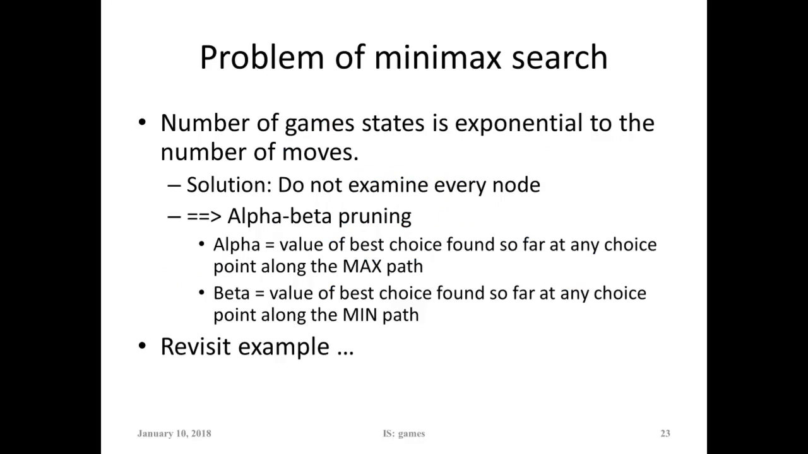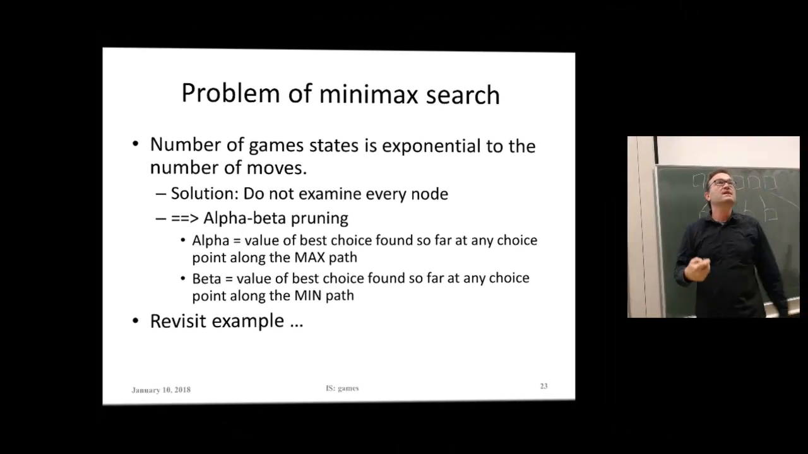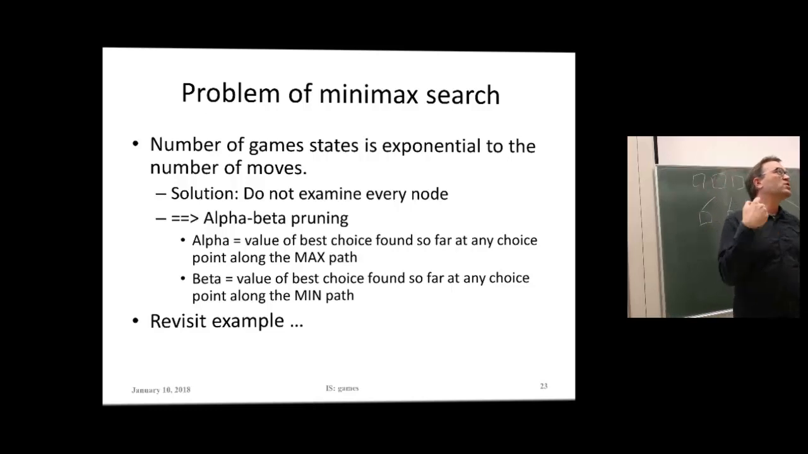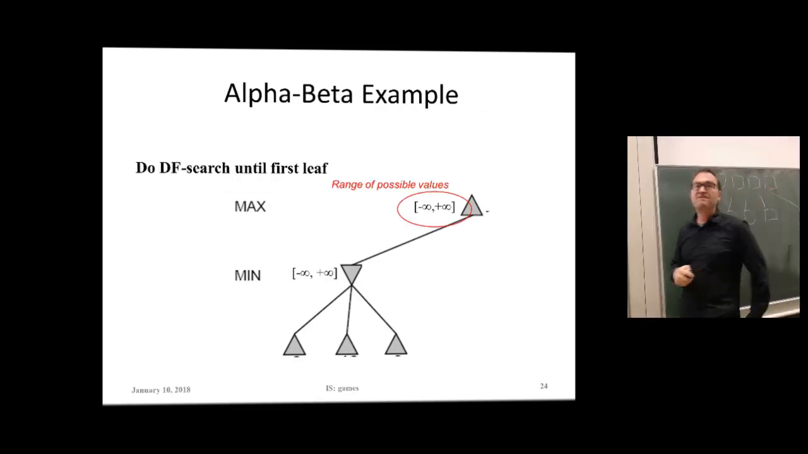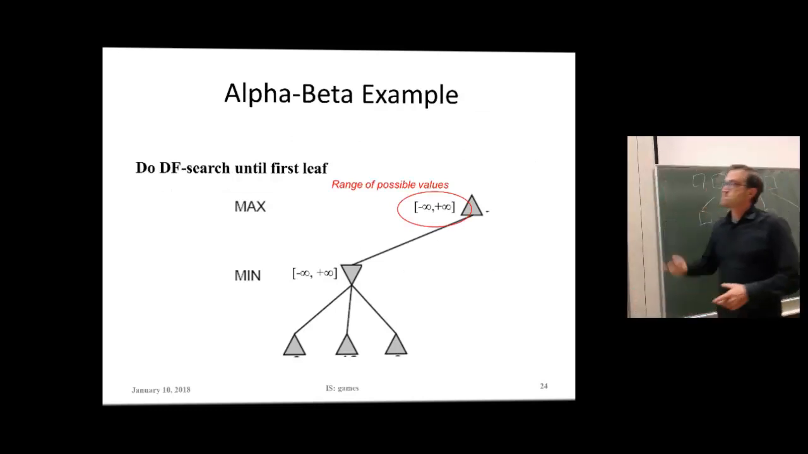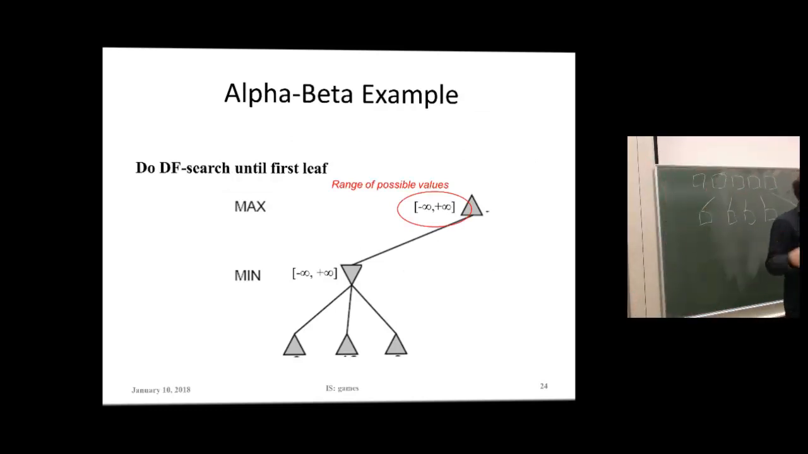So the solution is, do not examine all the nodes, but make sure that you avoid the options that are redundant, where you could know upfront that they don't need to be solved because they will not contribute to the result. So let's revisit this example that we had yesterday, I believe.